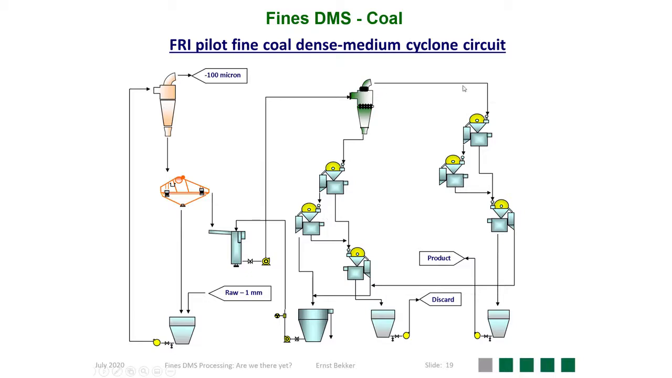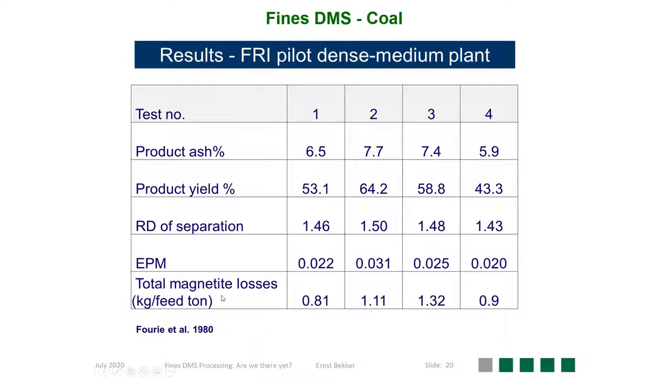The cyclone's float and sink sections then went to individual 3-stage magnetic separators to produce a product and a discard. The results from the different test runs indicated that very good EPM values could be achieved. Also take note of the magnetic losses experienced in this process.